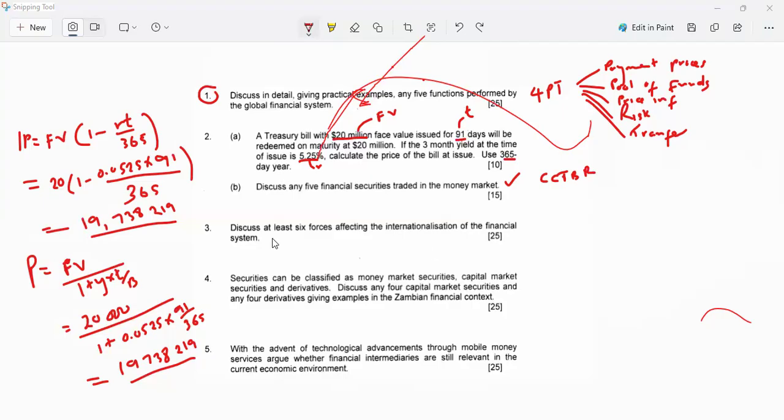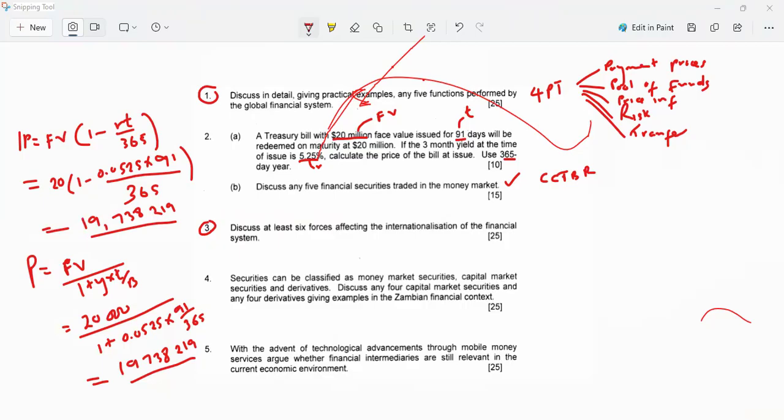All right. So you can answer the exam paper within 30 minutes. Discuss at least 6 forces affecting internationalization of the financial system. What are some of the 6 factors that affect internationalization? 6 forces.